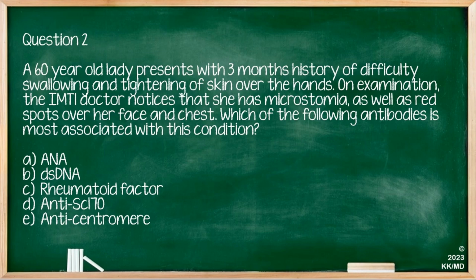Now, you might ask how you can differentiate in this case whether this is limited or diffuse, and the answer is going to be given to you by the examination findings that have been picked up by the IMT doctor. So she has got microstomia as well as spots over her face and chest, and the tightening of the skin is over her hands. Therefore, this is going to make this the limited version, and therefore anticentromere is going to be the correct option. Question 3.